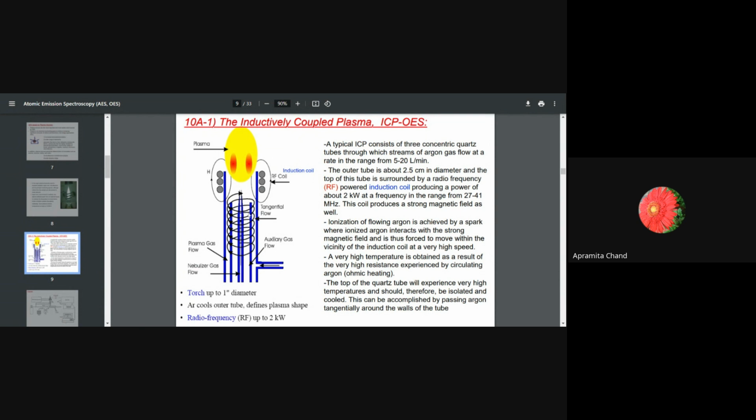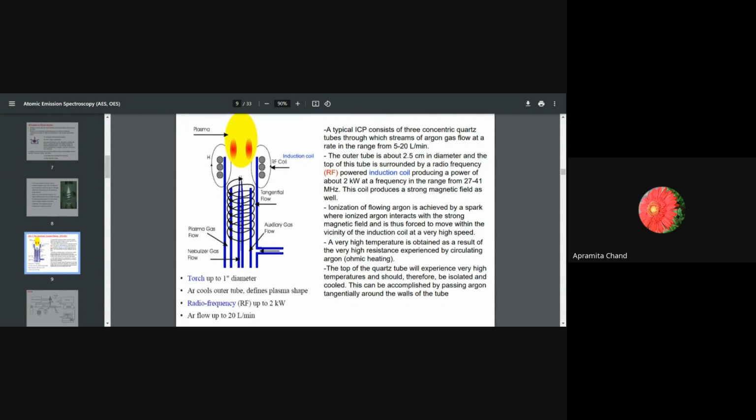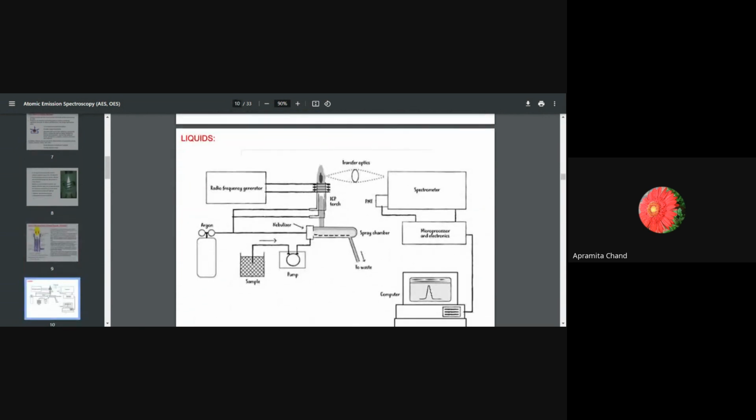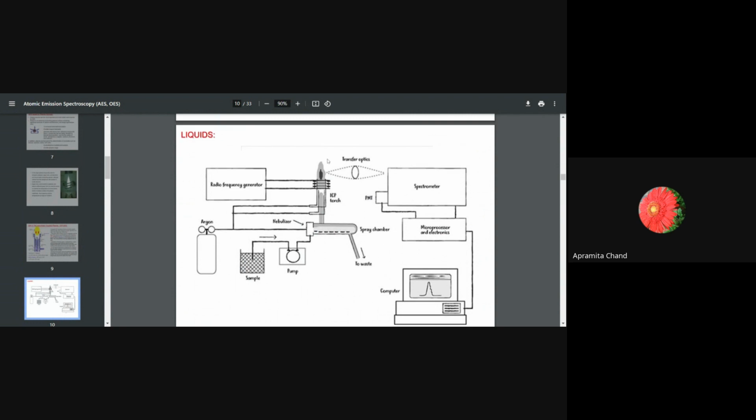At the top of the quartz tube, it experiences very high temperatures, and this can be accomplished by passing the argon tangentially around the walls of the tube. In the case of a liquid, this is how you can analyze the sample. The liquid sample is passed to a pump, and then it is introduced into the ICP torch. Argon is passed to this nebulizer, the sample is converted here, and then it goes to the ICP torch where it collides with the atoms of the sample. This is in the case of liquids.